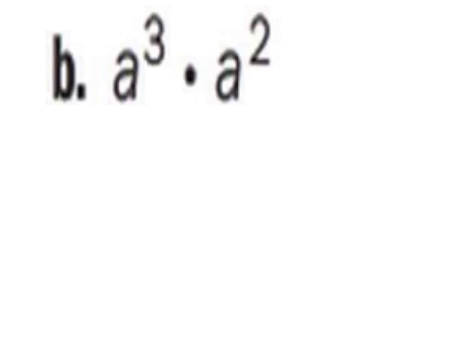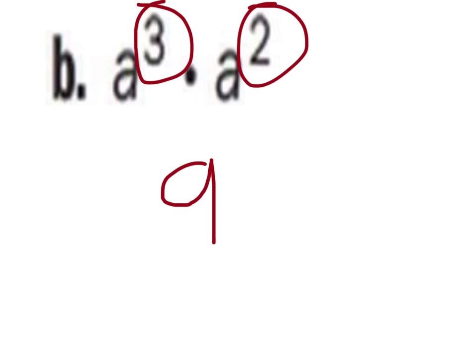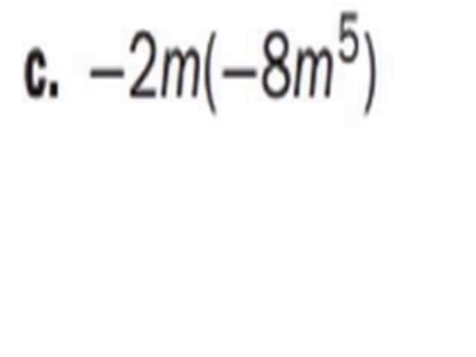Janet's going to do B. So what you do is you take the base numbers or letters, and then you take the exponents and combine them. Equals 5. And that's your answer. What's the operation? Adding. Excellent work.